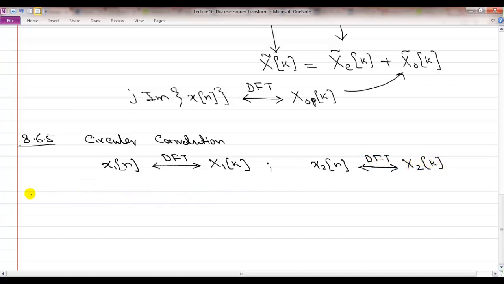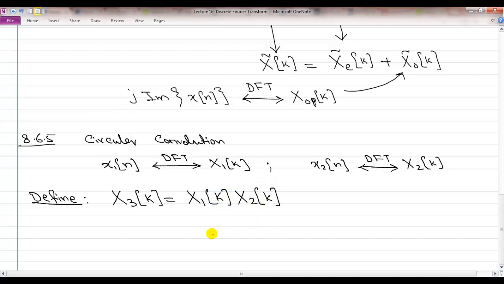And we define another DFT sequence x3 of k as the multiplication of x1 of k and x2 of k. And we are interested in asking what is the time domain sequence that corresponds to this DFT sequence. So what is x3 of n? That is the question we are asking, corresponding to x3 of k.